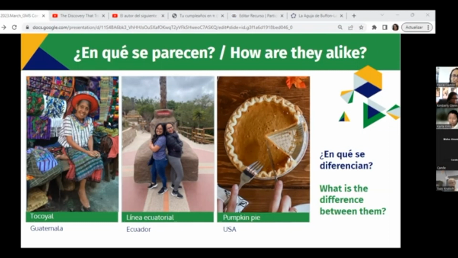Okay, what are the differences and what are the similarities between these three images? We know what a toquilla hat is. We talked about the equatorial line. I want to know what is the difference. I can relate it with, like we talked about, the equatorial line and the circumference, the culture of each country, right? They represent the culture of each country and the geometry. What is different? They are circumferences. Someone is saying they're all, the hat, the Ecuadorian, the pie. And what is the difference between them? Any difference?